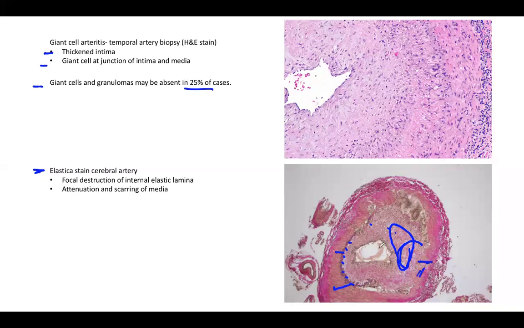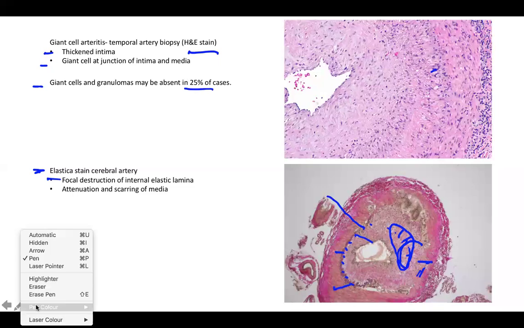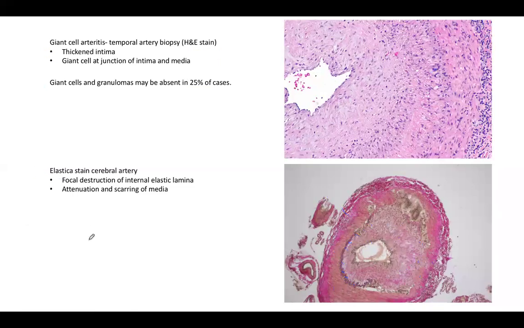So: loss of internal elastic lamina, thickening of intima, thinning of media, and granulomatous inflammation with multinucleate giant cells. This depends on the stain. This is the H&E stain and this is the elastica stain. So we should probably be able to remember the pathological findings now.